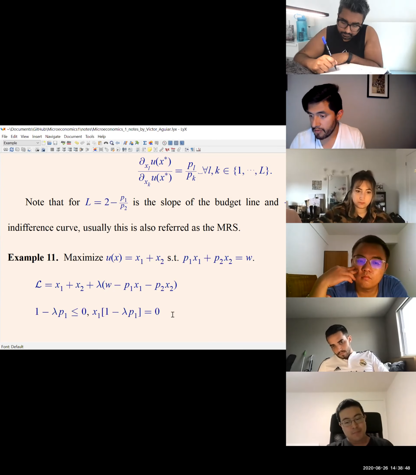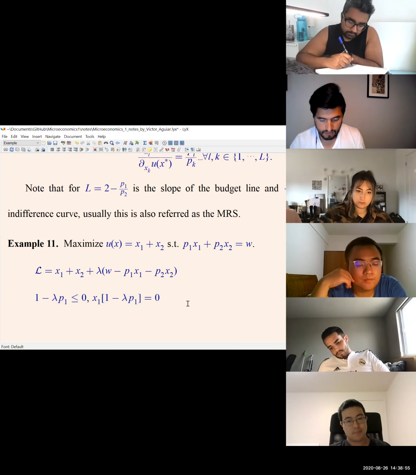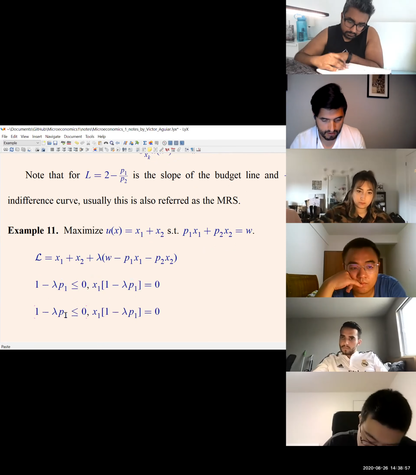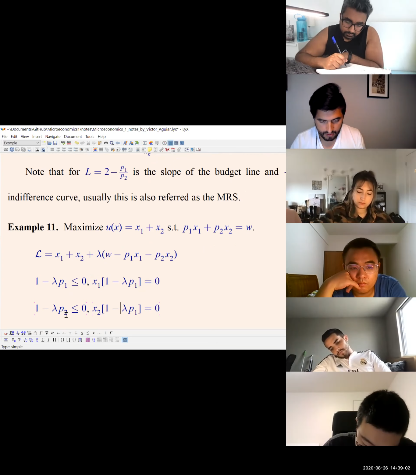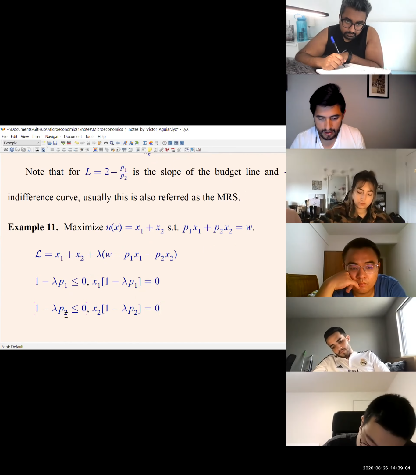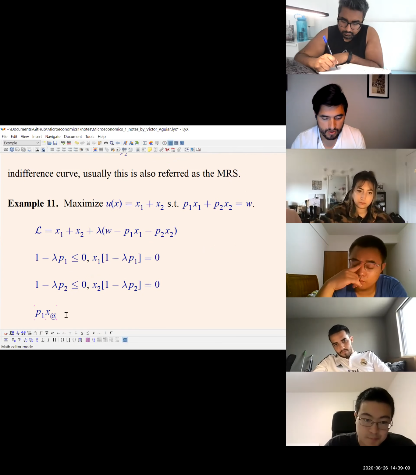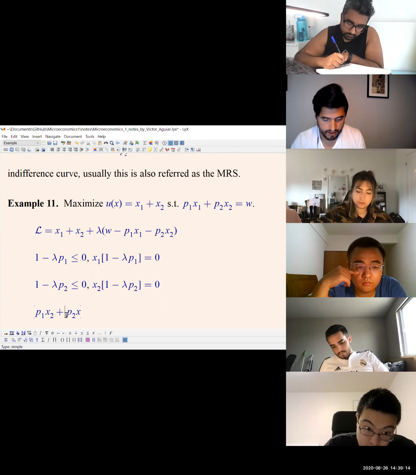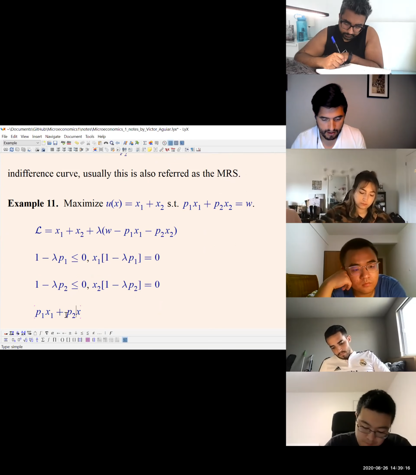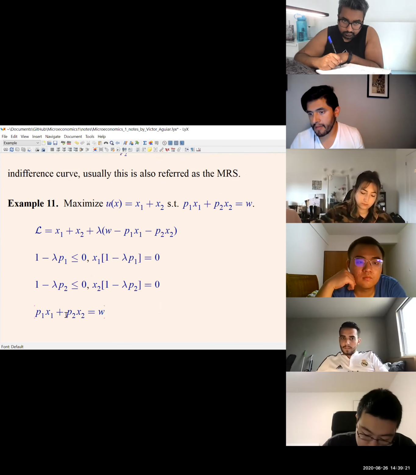Okay, so now I have this object here, and now I do the same for x2. I'm just going to copy it. And then I know this is locally non-satiated. So I know that p1 x1 plus p2 x2 is equal to w, okay? So this is my system.